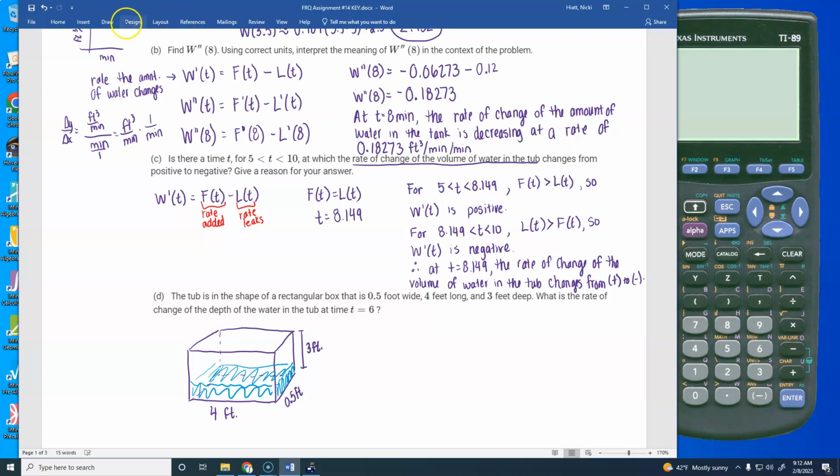That's even better. Anyway, so when I think about the water, not the tub itself, the length of that water is 4, the width is 0.5, but the depth is going to change as you fill it up or it leaks out, right?